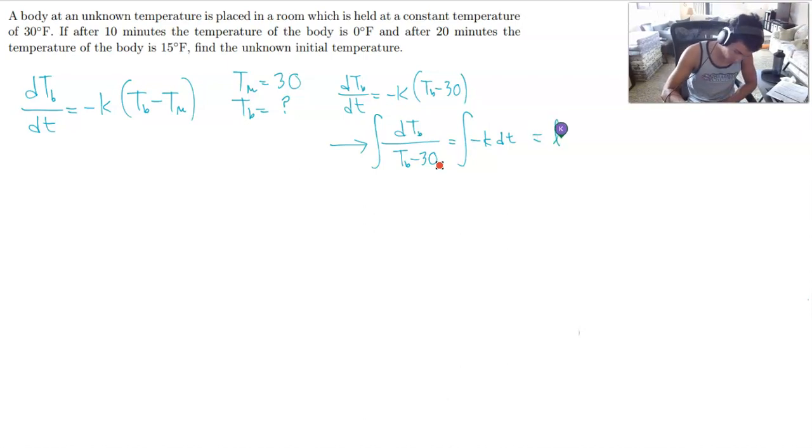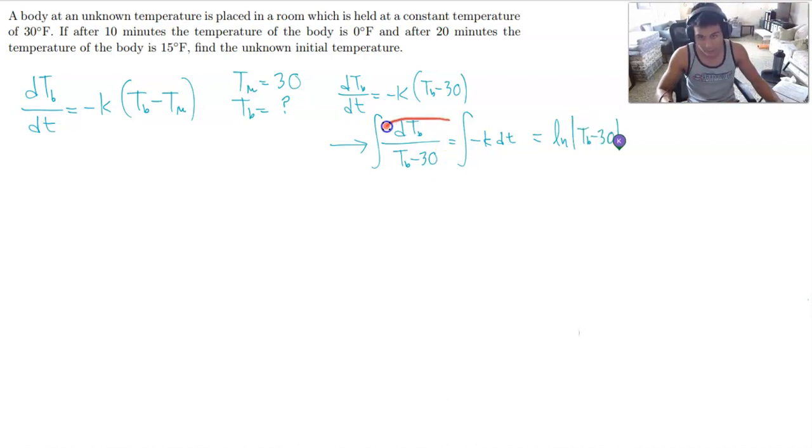What we get is something like this: ln of (T_B minus 30). This is just the natural log antiderivative. And then this here is a really nice, good integral to do. It's just going to be equal to negative kt plus some constant C. Now, we know that this is our general solution, but it doesn't really tell us that much. We don't know what k is and we don't know what C is, so we need to use our initial conditions. But before I do that, let me just solve for T_B by itself.